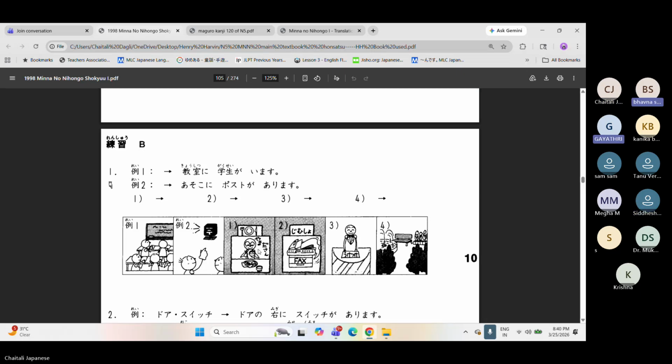Shokudo ni Yamada-san ga imasu. Very good. Or you say restaurant. Restaurant में Yamada-san है. We are not interested in telling him that he is eating. We are interested in saying that he is either in the dining room or in the restaurant. Okay, good. Next. Fax machine is in the office.